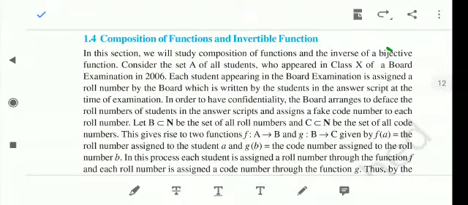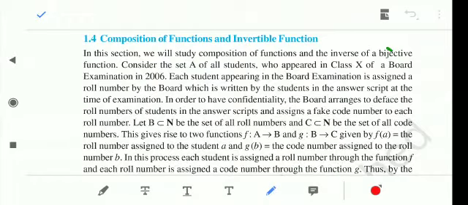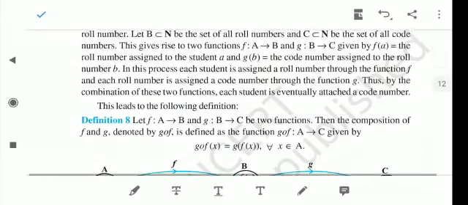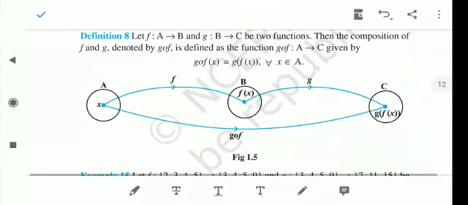Today we will discuss the composition of functions and invertible functions. In class 11 we have seen that a function f from A to B is a rule by which every element of the domain is associated with some element of the codomain. In order to define composition of functions, we need to have two functions f and g. Let two functions f defined from A to B and g defined from B to C.